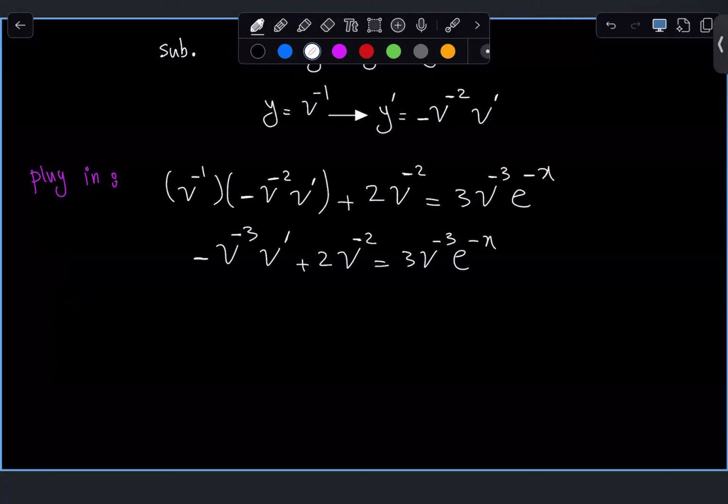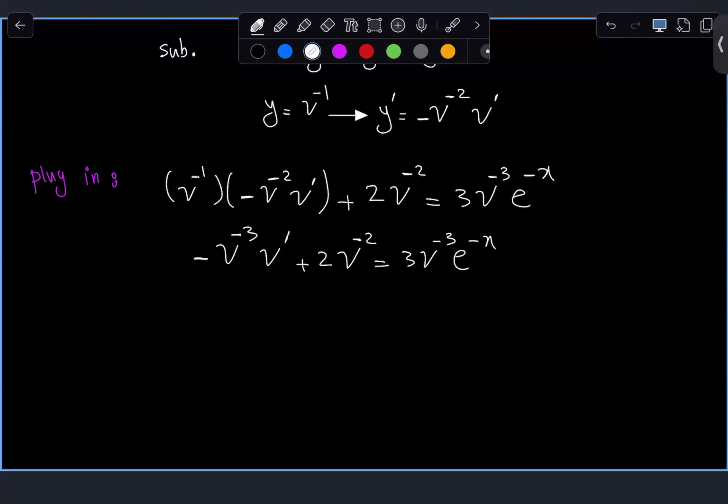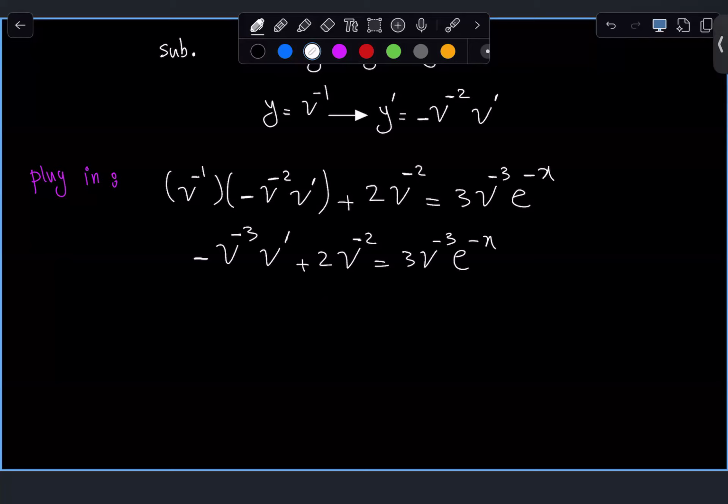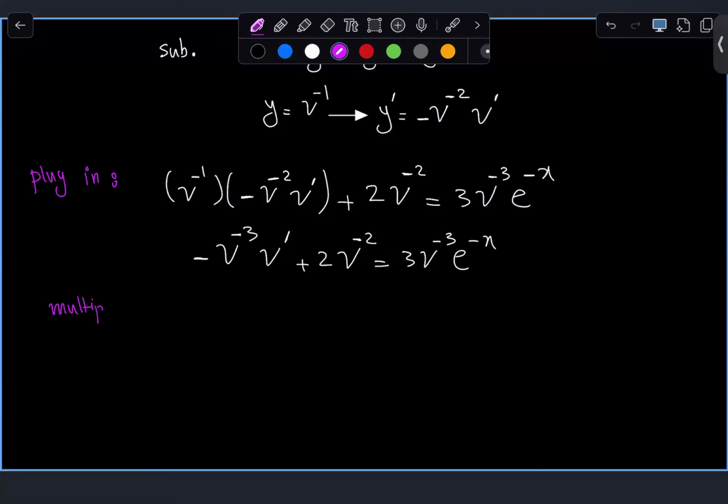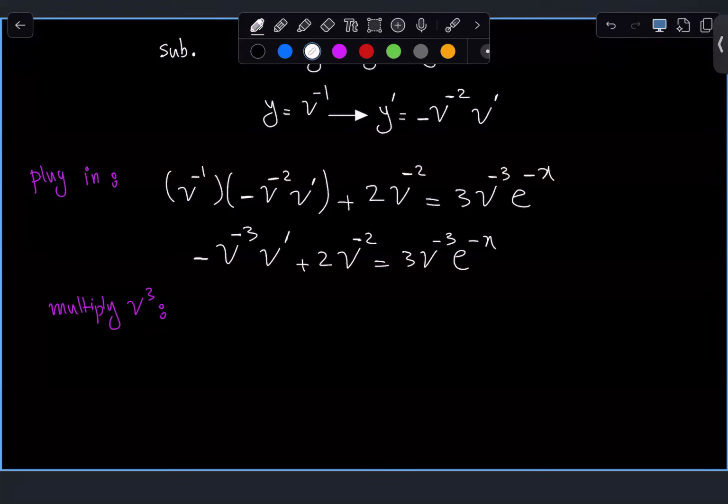So what we can do here is multiply this by v cubed, right? This common factor, the v cubed, or the v to the -3, which you can pull out, or just multiply everything by the v cubed. Does that make sense? So what do we get on the left-hand side if I do that? Anyone? What did I get in the first term? Negative v prime. What about the second term?